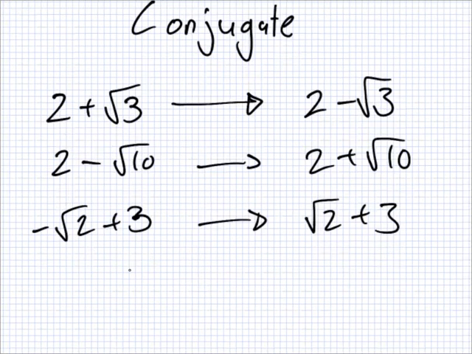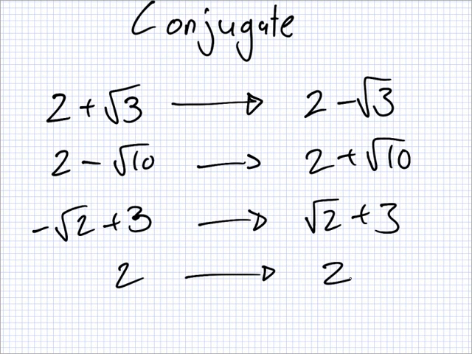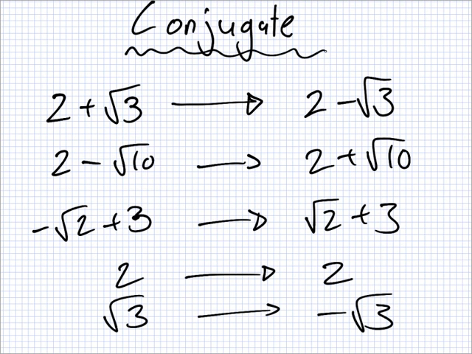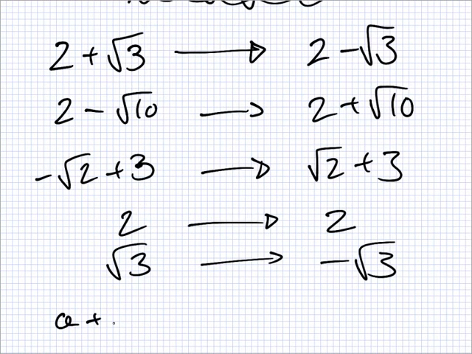So what's the conjugate of 2? 2. And the conjugate of root 3? Minus root 3. I'm changing the sign on the root. This is called the conjugate. I'm sure some of you have seen this before. So, in general, the idea is a plus b root c, its conjugate is a minus b root c. And the conjugate will be useful now if I go back to the example I'm doing.